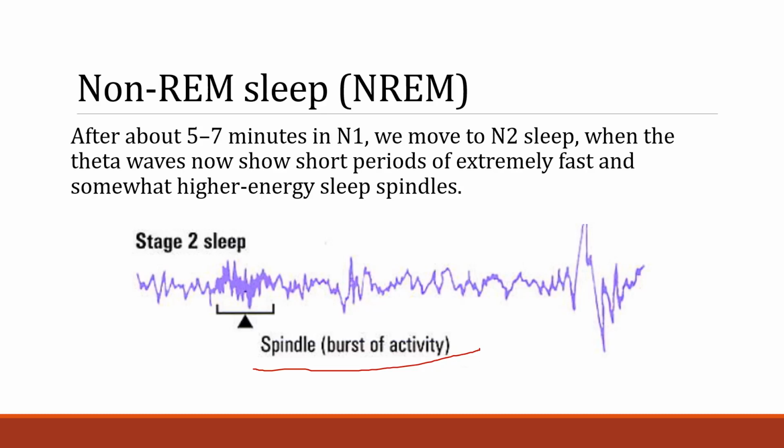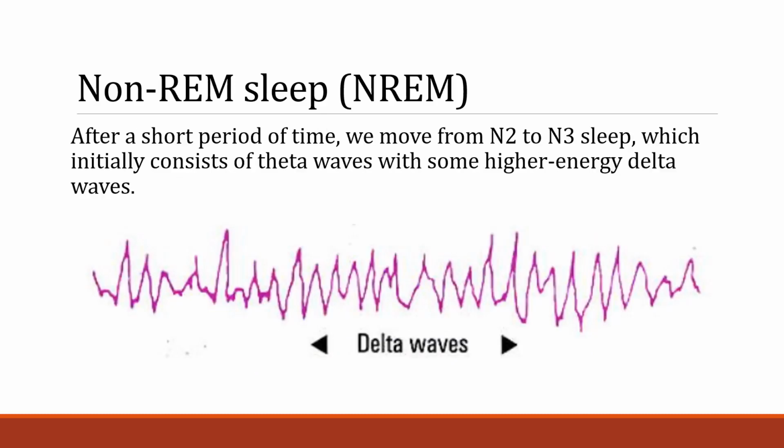Then eventually after N2, you enter N3. Okay, after a short period of time, you move from N2 to N3 sleep, which initially consists of theta waves, then eventually with some higher energy delta waves. So as you can see, although you think that the person is passive when he or she is sleeping, actually the brain is very active when we are sleeping. Okay, there are still some brain processes that are happening even outside your awareness, such as consolidating memories and dreaming.